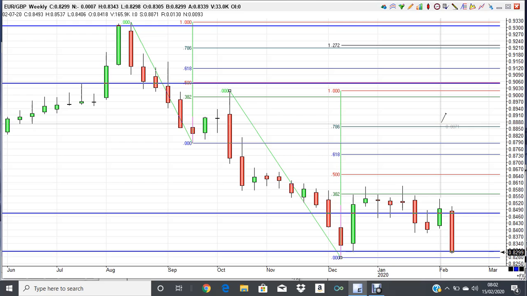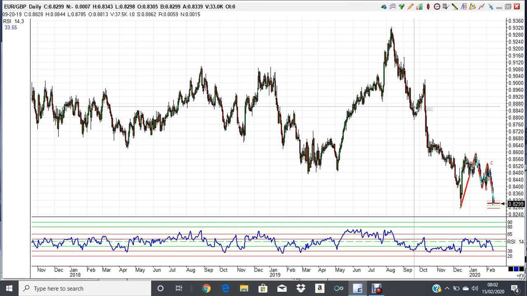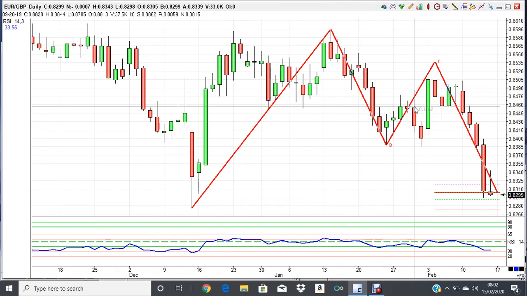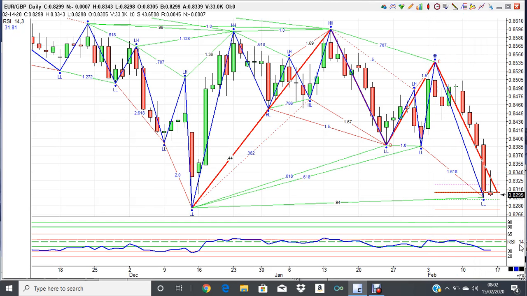But what's significant about this, if we come down to the daily, is that two things can happen here now. On the daily, it's just completed an ABCD. It's like a Gartley pattern. As you can see, the ratios are there. You've got your 1.618 ratio, 618, 707. So it could bounce out the traps on Monday.